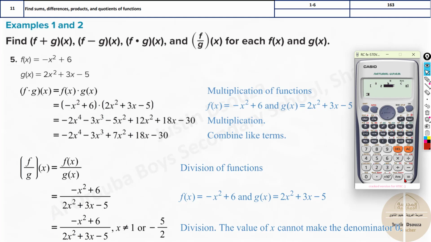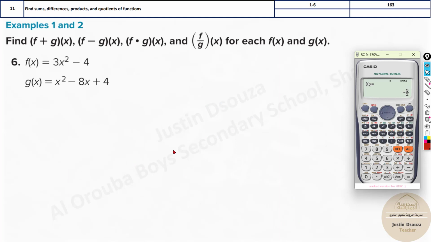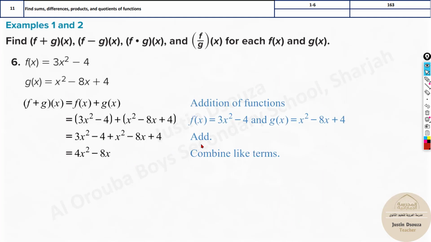2, 3, and minus 5. What are the x values? When x is equal to 1 and x is equal to negative 5 by 2, this will be undefined. So those two values must be excluded. X cannot be equal to 1, and it cannot be equal to negative 5 by 2. That's it. Same way, please do solve this problem.